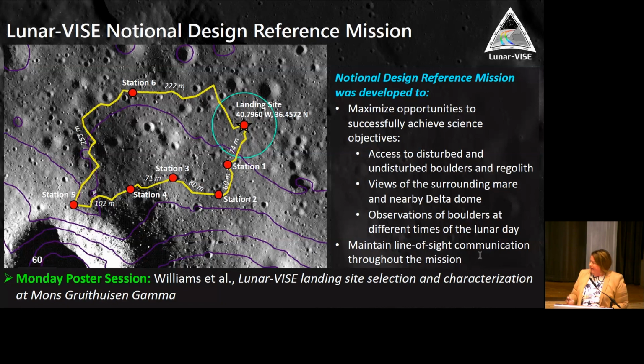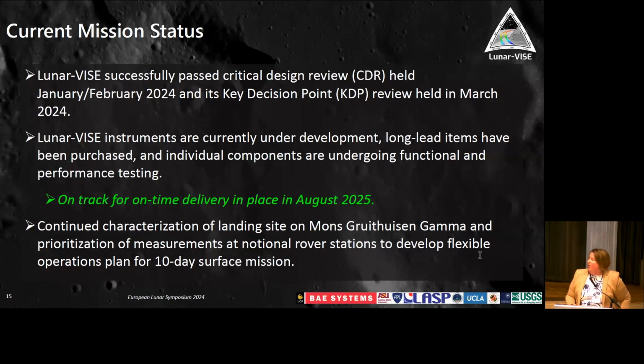So where are we today? We are currently building instruments. Our instruments are currently under development. We have individual components that have been built and are undergoing functional testing and performance testing. We did pass our critical design review in late January, early February, and we also passed our key decision point review in March. And so we're just building instruments.